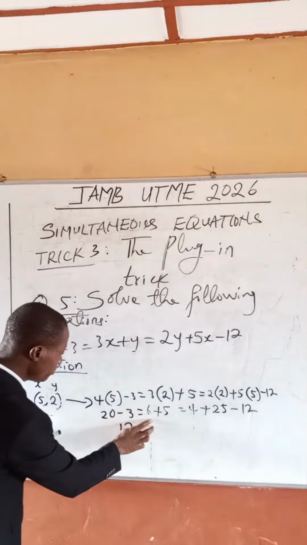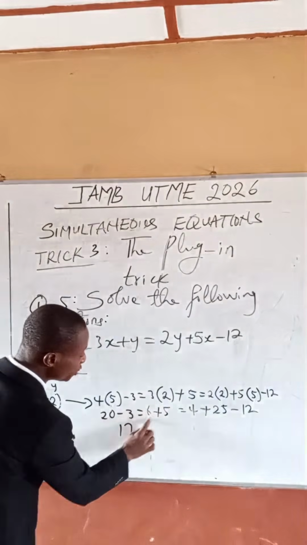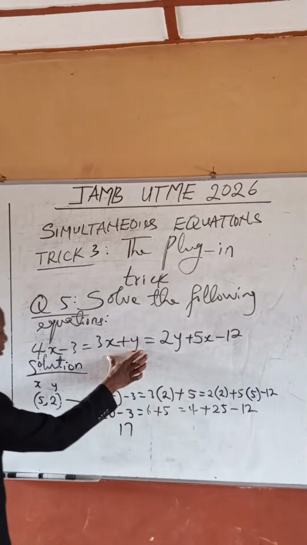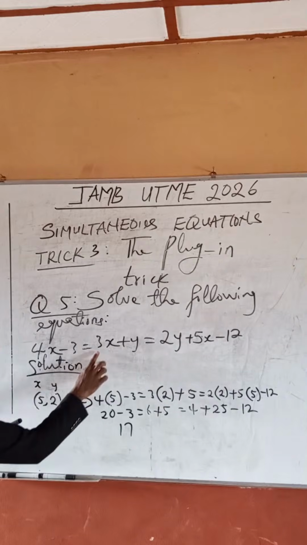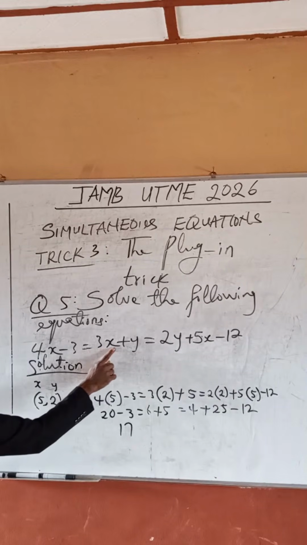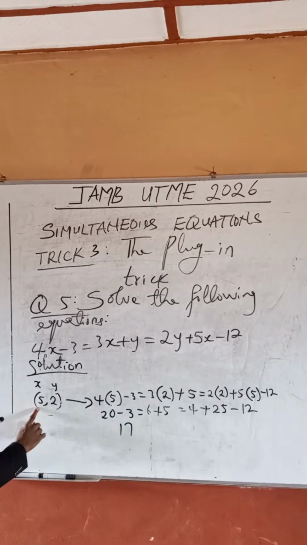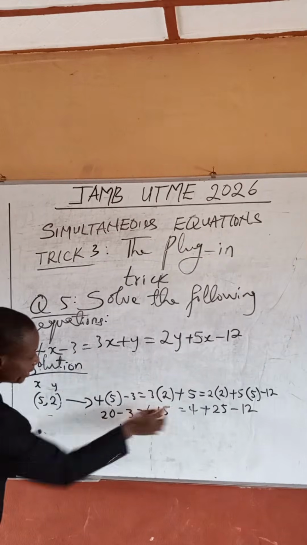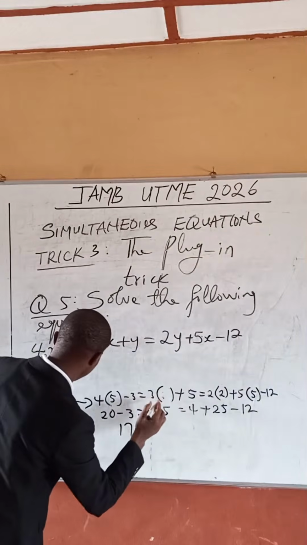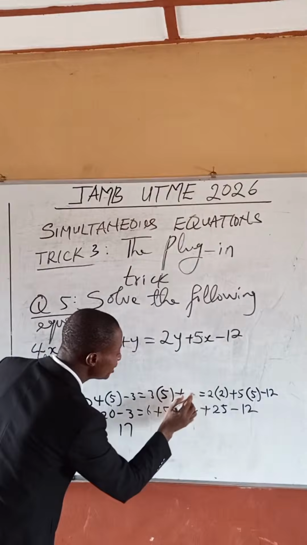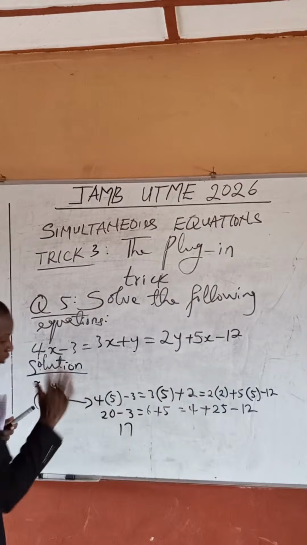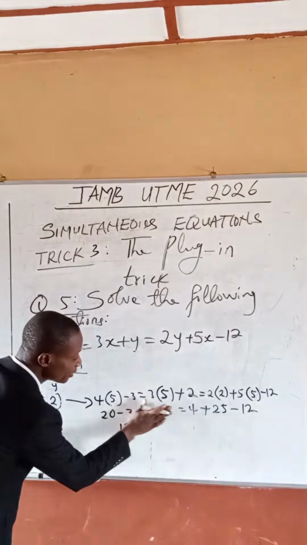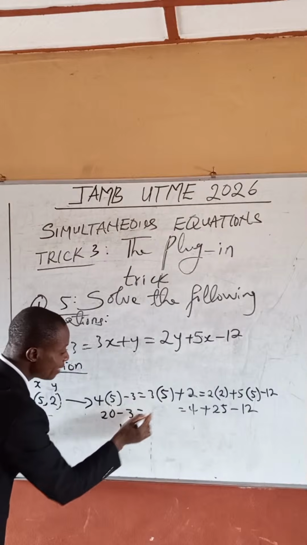Sorry, I think we made a mistake here. This is 3 times x, please. Can you see it now? Our x here is 5. Sorry, I made a mistake here. This is 5, and this is 2. Our y is 2 here, and our x is 5. Sorry for that mistake. I apologize. So let's proceed from here.